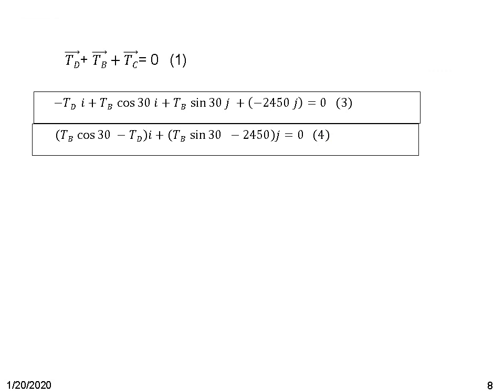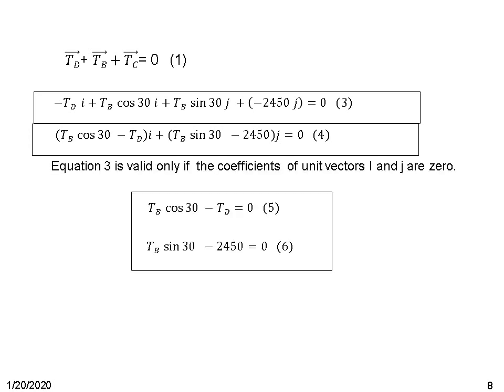Equation 3 is the condition for static equilibrium for the joint. All forces are represented in terms of magnitude and directions. Grouping I and J components of this equation, we get equation 4. From equation 4, we get two scalar equations, 5 and 6, by equating the coefficients of basis vectors I and J to 0. These two equations have two unknowns, which are the magnitudes of TB and TD, which can be solved.